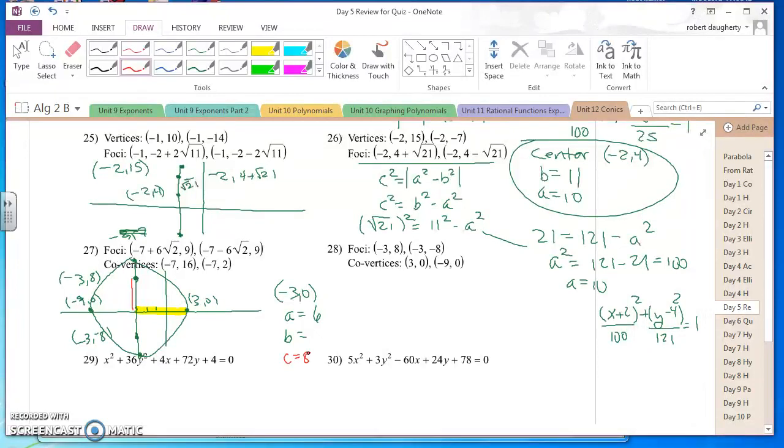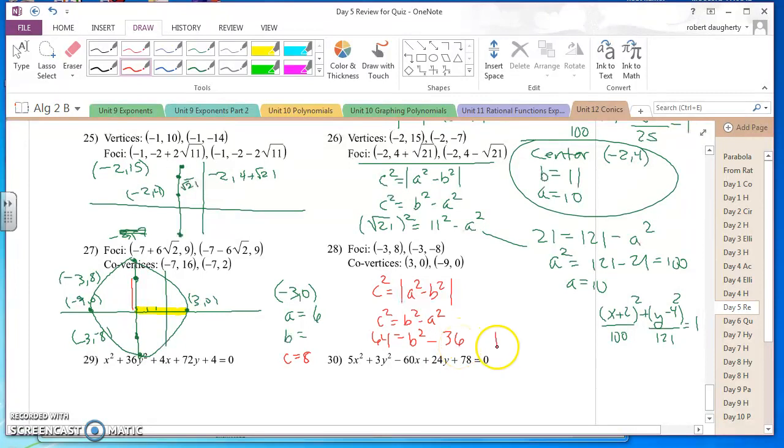So I just need to figure out what B is. I know that B is greater than A. This is a vertical ellipse. So C squared is the absolute value of A squared minus B squared. In this case, a vertical ellipse, B is greater than A, so to take away those absolute values, that's B squared minus A squared, which gives me a positive number. I don't know what B squared is, but C is 8, so 64 is equal to B squared minus 36. This tells me that 100 equals B squared, so B is equal to 10.